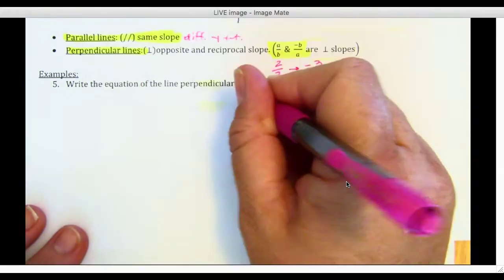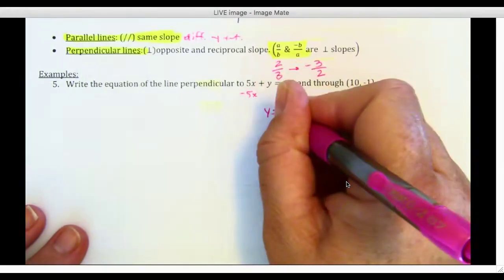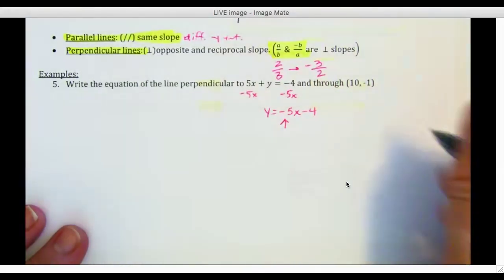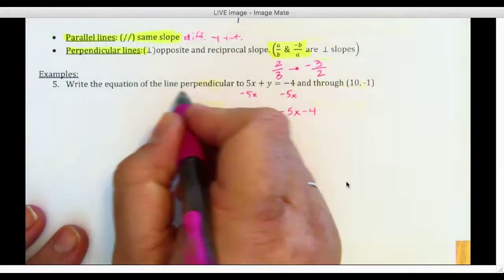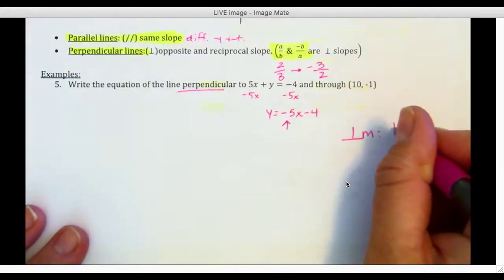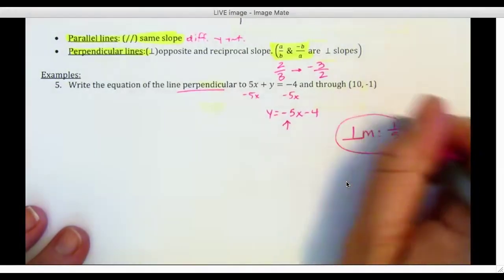So if I subtract 5x to the other side, I have y is equal to -5x minus 4, and my slope is -5. So the perpendicular slope would be +1/5. Again, changing the sign and using the reciprocal. So that's my slope, and this is my point.